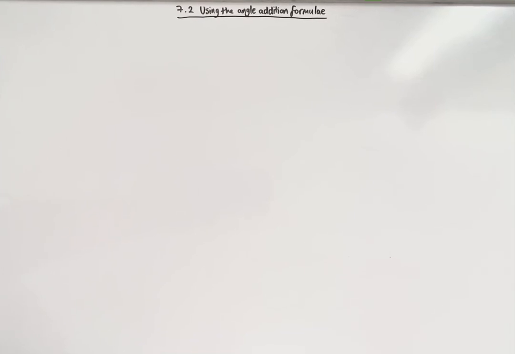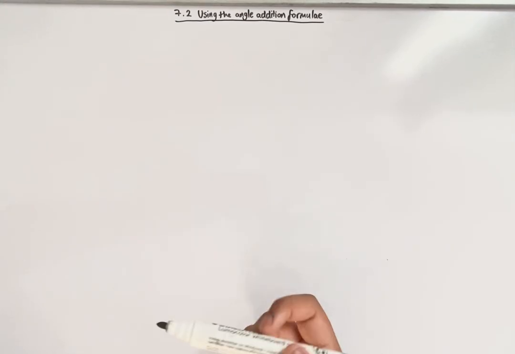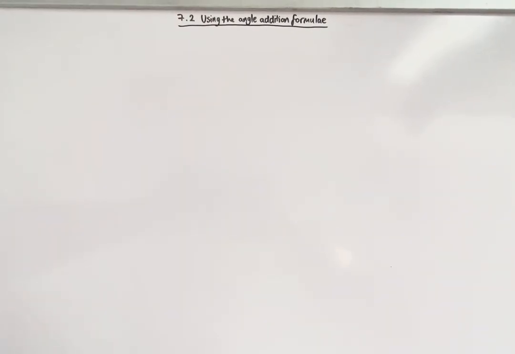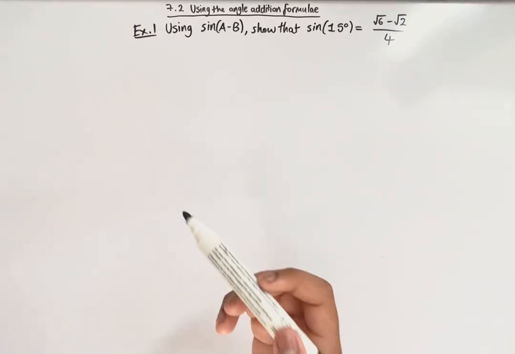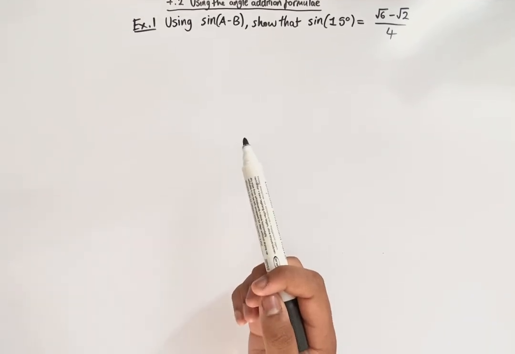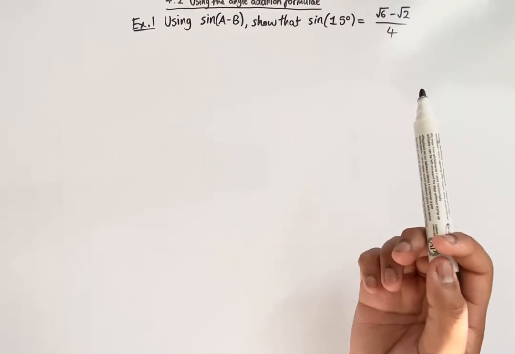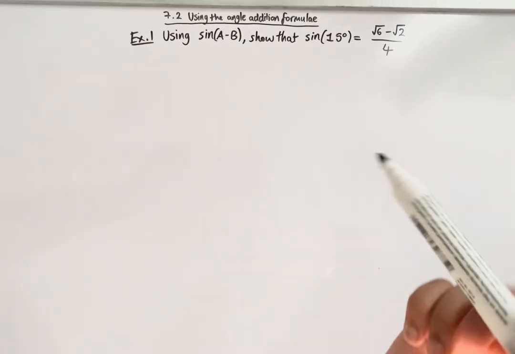Lesson 2. Using the angle addition formula. The addition formula from Lesson 1 can be used to find the exact values of trig functions of different angles. Let's do some examples. Using the formula for sine of a minus b, show that the sine of 15 degrees is equal to the square root of 6 minus the square root of 2 all over 4.